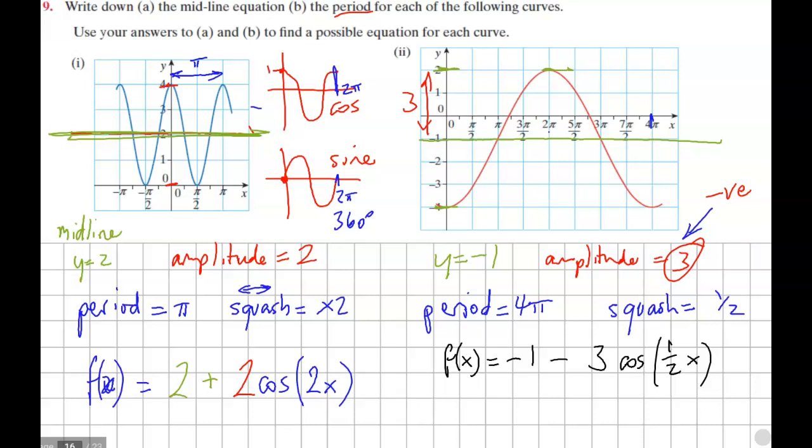So that's the process. What we're doing is trying to identify a number of different things. You've got how much the whole thing has been moved up and down, which is informed by the midline. You've got how much it's been stretched vertically, which is informed by the amplitude. You want to know how much has been squashed horizontally, and to tell you that, you want to know how many oscillations you get in 0 to 2 pi. And lastly, you've got to appreciate what the type of curve is, sine or cos, and whether it's upside down or not. That'll tell you your polarity. So it's 5 pieces of information in total.